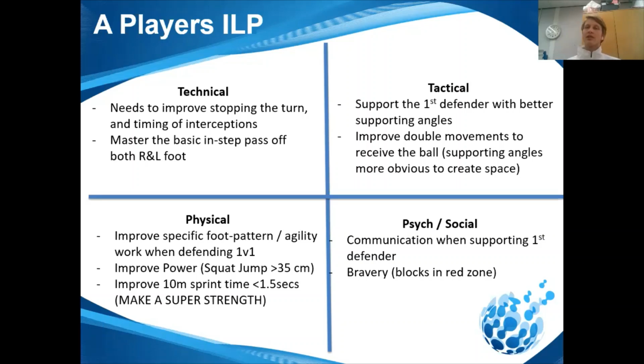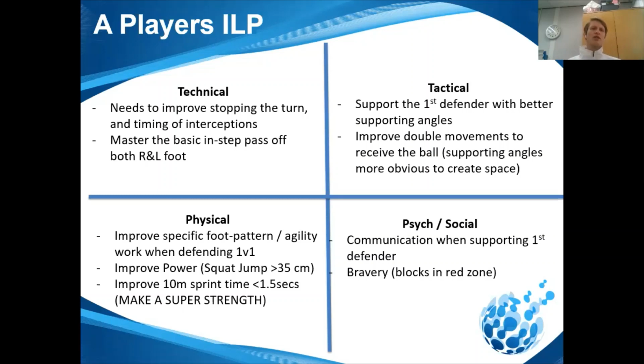From a tactical perspective, we want them to get better at supporting the first defender with better supporting angles and improve double movements to receive the ball. So again, you can see how this job spec falls into it. Now, if someone was good at double movements, then you probably wouldn't even have that on there. Or you would say, make your movement even more effective to be able to create space for someone else, for example. So you can see how you can start to tweak these over time.